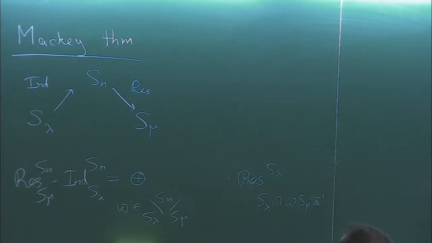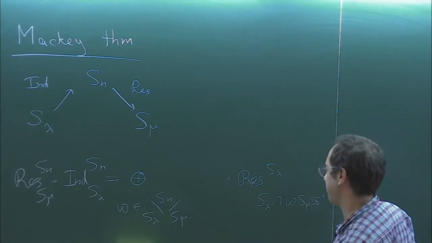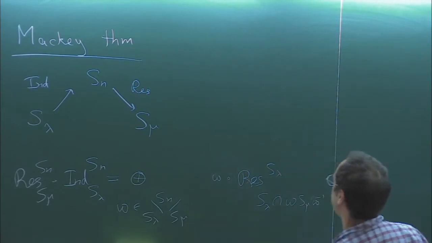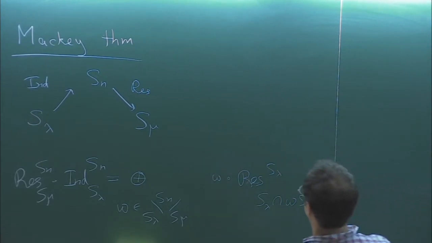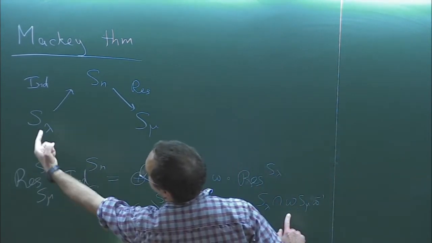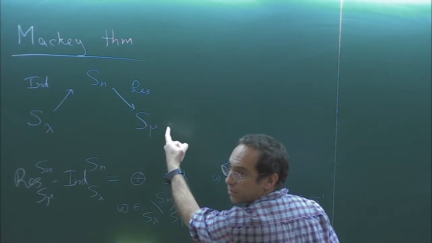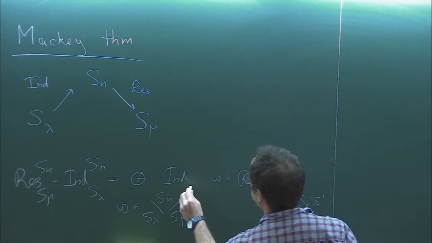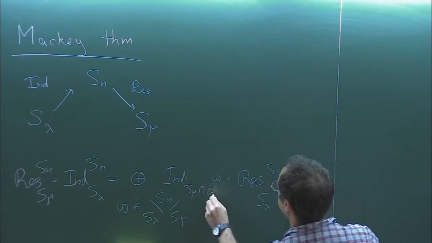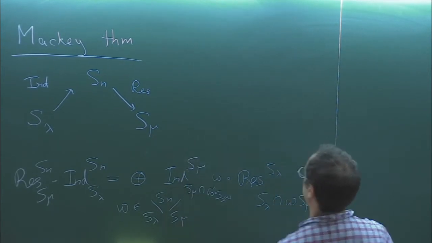I'm sure you are very much familiar with this, but I will need this as notation. So it's a kind of a gentle reminder. Now we can conjugate with W, and then we induce. By this conjugation, we came from a subgroup of S lambda to a subgroup of S mu. Now we can induce to S mu, and we get a representation of S mu. So that will be the induction from S mu intersection with W inverse S lambda W to S mu.